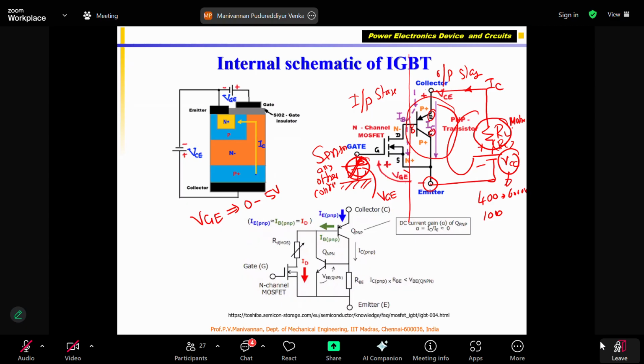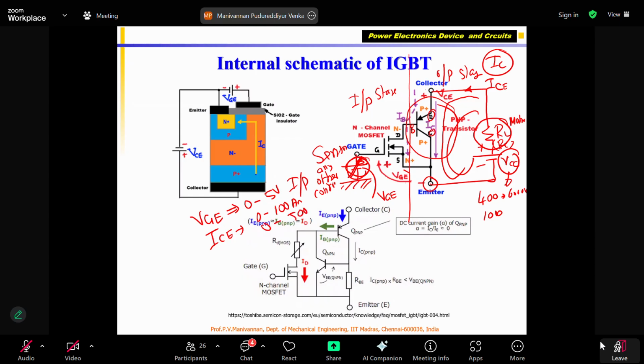So if I vary my VG, which is the input, 0 to 5 volts, my ICE or IC, correct? This is called collector current because the current is flowing from collector to emitter, correct? Some books put ICE, some books just put IC. Already we know that IC is varied from 0 to maybe 100 amps or 0 to 500 amps, depending upon the voltage and all those things, correct?